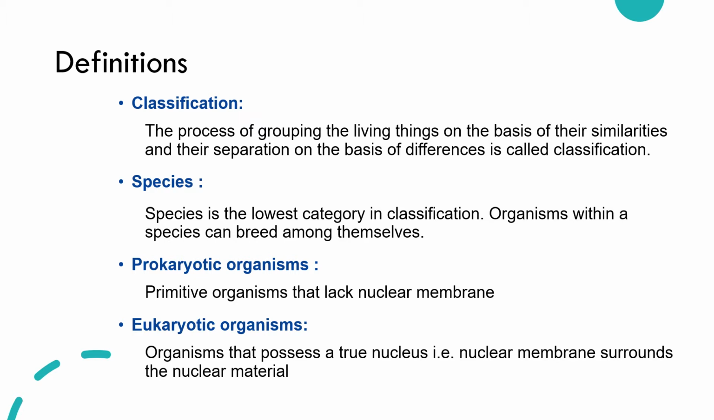Species. It is the lowest category in classification. Organisms within a species can breed among themselves to produce offspring. Some more related terms are prokaryotic organisms. These are primitive organisms that lack nuclear membrane. Eukaryotic organisms. These are the organisms that possess a true nucleus, that is, a nuclear membrane surrounds the nuclear material.